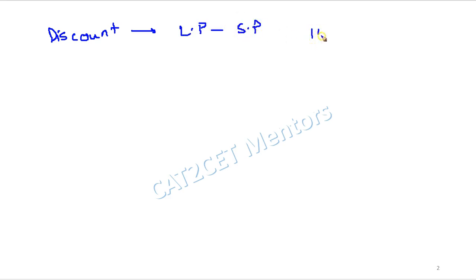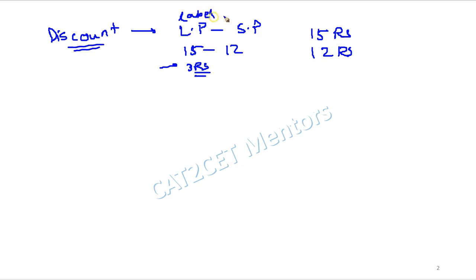The price of the pen was 15 rupees, but the shopkeeper sold it to me for 12 rupees. So in this scenario, my discount is nothing but 15 minus 12, that is 3 rupees. So this is the difference between the list price and the selling price, that is our discount. List price is also known as label price or marked price. Remember this. Sometimes the terms involved in the question might confuse you.